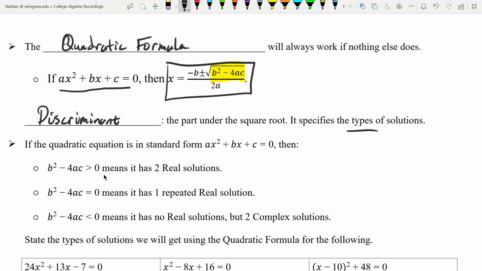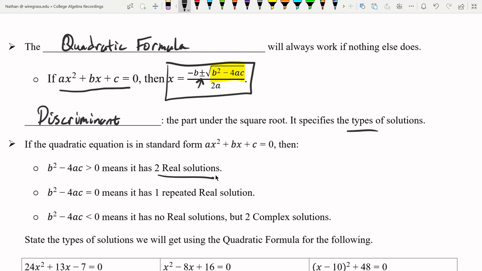If that's greater than 0, that means we have two real solutions, because the two solutions come from this plus or minus. And if it's the square root of a positive number, we have plus or minus some positive number, which gives you two distinct things.